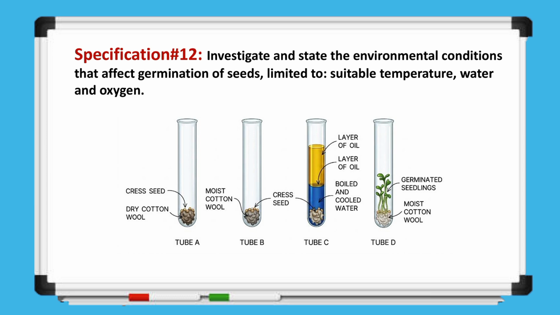Then we move to specification number 12, which asks us to investigate and state the environmental conditions that affect the germination of seeds, limited to suitable temperature, water, and oxygen. Once again, this topic includes a practical investigation. In this investigation, we aim to find out which environmental conditions are necessary for seeds to germinate successfully. By observing seeds under different conditions, we can determine how water, oxygen, and temperature influence the process of germination and the early growth of a seedling.